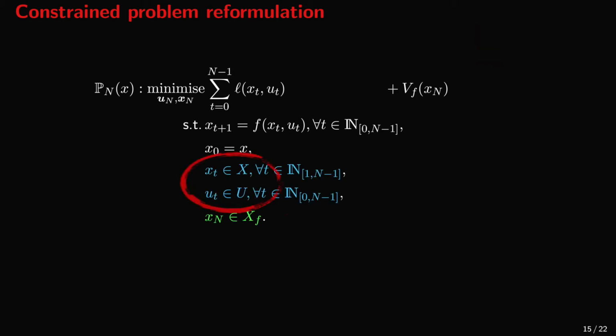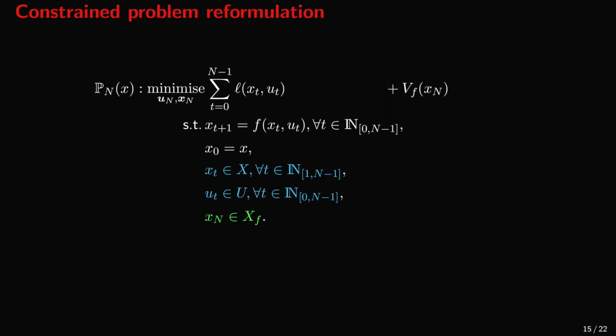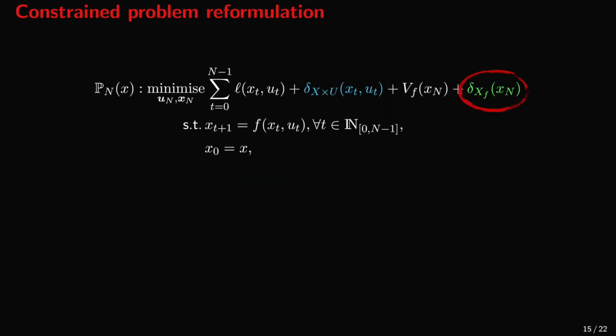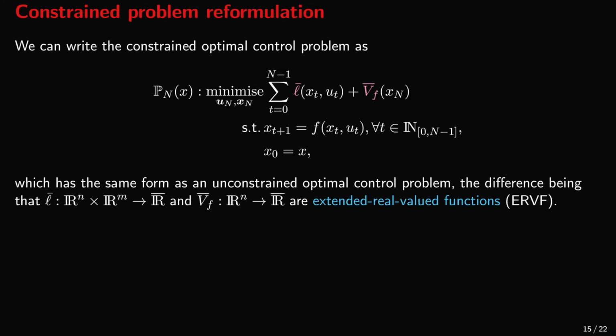The constraints xt in X and ut in U are captured by adding the indicator of the Cartesian product of X cross U into the cost function. And the constraints on the terminal state are encoded by the indicator of Xf. Let us now denote these two functions by L bar and Vf bar. We define L bar to be L plus the indicator of X cross U, and Vf bar is Vf plus the indicator of Xf. In the end, we have written the original problem in the form of an unconstrained optimal control problem, the key difference being that the stage cost function and the terminal cost function are extended real valued functions.